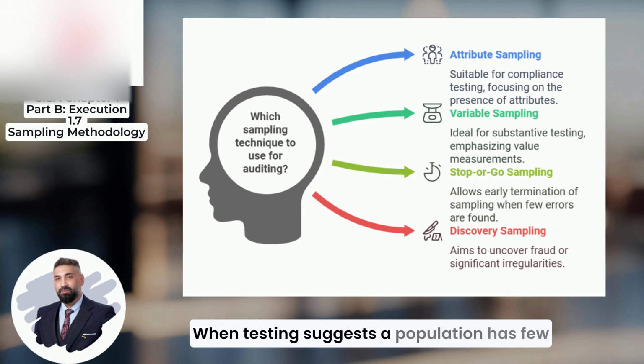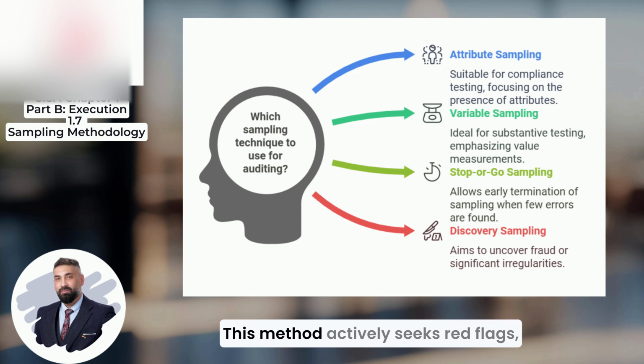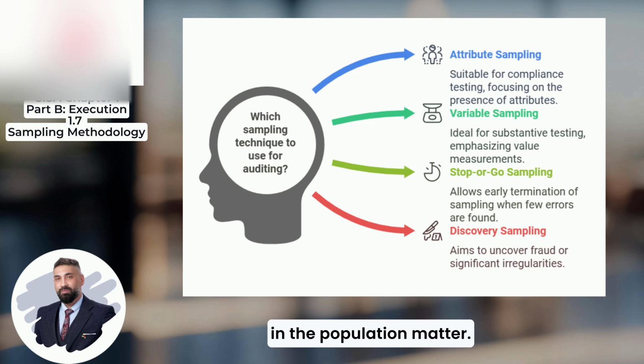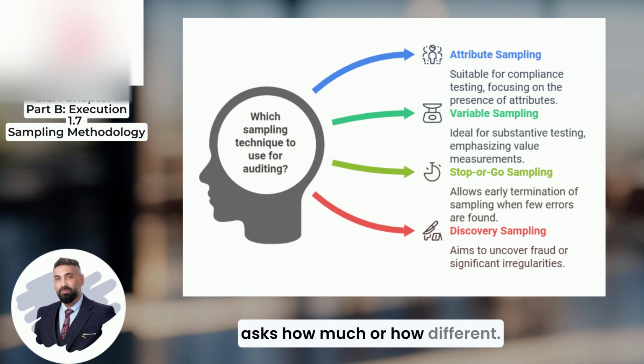When testing suggests a population has few errors, this method lets the auditor stop sampling early if nothing alarming shows up. Discovery sampling. This method actively seeks red flags, fraud, or major irregularities, making it ideal for uncovering hidden problems. Variable sampling is primarily used for substantive testing, where values or measurements in the population matter. Instead of asking how many, variable sampling asks how much or how different.